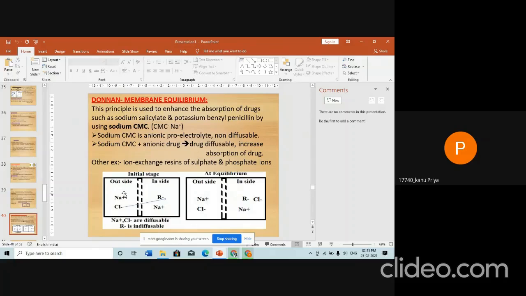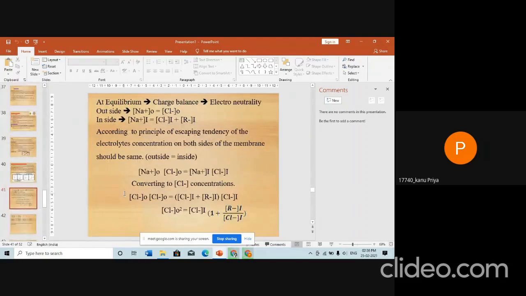Another example is non-ionic. Another example is ion exchange reaction of sulfate and phosphate ions. In the initial stage, the solution of NaCl is placed on one side and the other side has a negative charge. The volume of both sides should be considered equal, but soon after, when equilibrium is maintained, according to the condition of electroneutrality, both sides of the membrane should be the same.